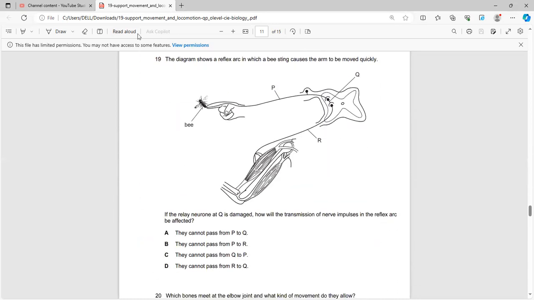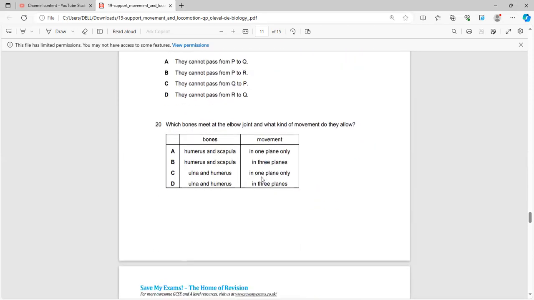In question 19, it's a part of the CNS, but we'll cover it since it has been displayed over here. Now, the nerve impulse is traveling through the dendron, and over here there is the relay neuron which connects the dendron to the axon. Thus, the sensory stimulus will be stimulated. However, since they've asked that if there's a break at Q, the nerve impulse can't be transmitted to R, and thus the effector or the motor response will not be generated. Now, the elbow joint always involves the humerus and the ulna, and it allows movement in one plane only.